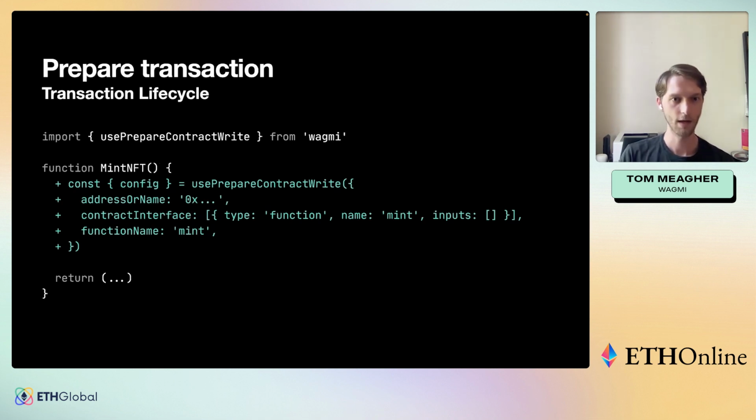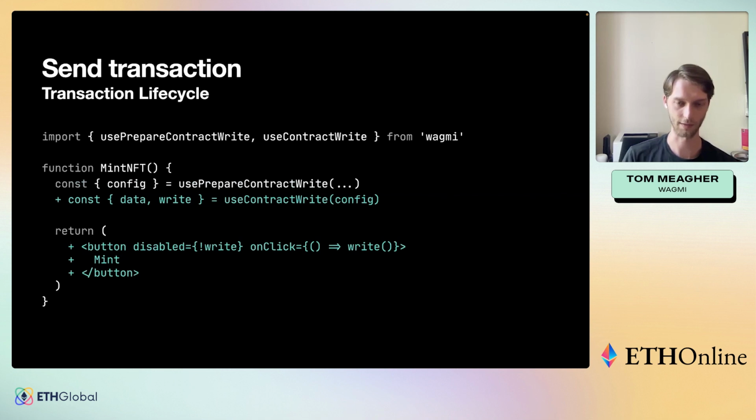So what this looks like is you use the usePrepareContractWrite hook here. You pass in an address for your contract and the contract interface. So here's a basic example of mint as the function name, and if that function has arguments, you can pass those in. So once this MintNFT component loads, it will take this data, format it into a request, which can then be sent off to the network using useContractWrite. This just takes that config that's returned. And then once the user presses the mint button, write will send it off to the network.